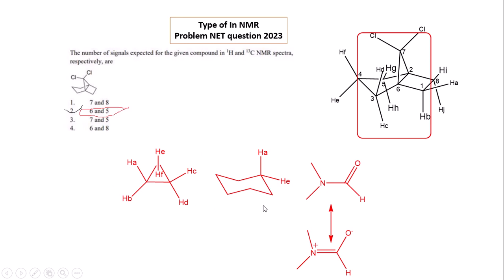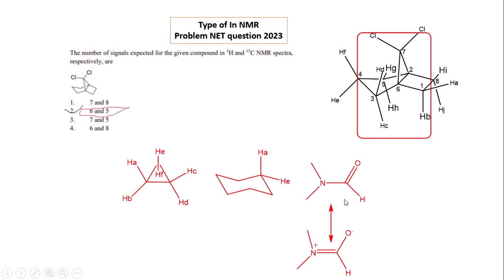And if we go to the cyclohexane molecule, there are axial and equatorial protons. HA and HD have the same chemical shift value, and HC and HB also have the same chemical shift value, and HE and HF give different chemical shift values. And for HA and HE, the axial and the equatorial proton give different chemical shift values.